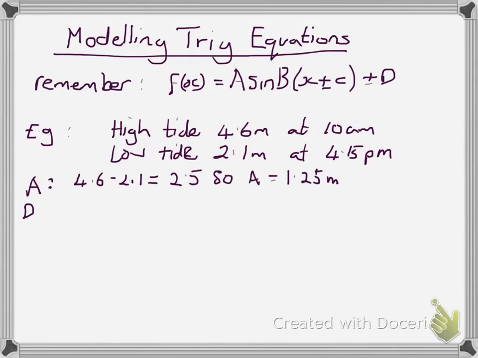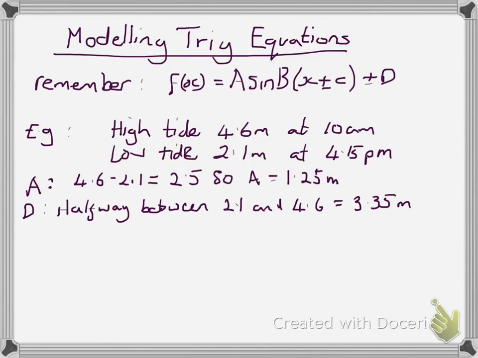Let's look at D. That's the next one that's obvious for me to do. How has the graph shifted up or down? Well, instead of going between 1 and -1, I'm going up to 4.6 and down to 2.1. So I need to find the midpoint between those two lines. So, halfway between 4.6 and 2.1. How do I do that? Well, the easiest way to do it is to find the average. Add up the two values and divide by 2. So add up 4.6 and 2.1, half the answer, and you get 3.35 metres. So that tells me the whole graph has shifted up to 3.35 metres.